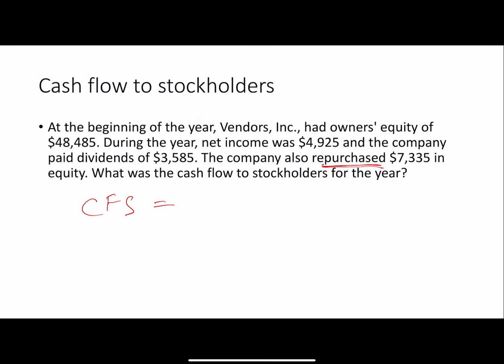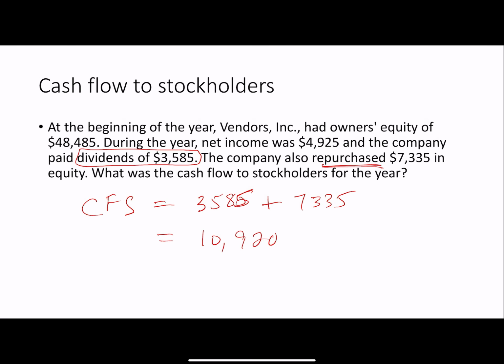All right. So first of all, we're going to look at these dividends right here, and we're going to add them in. 3,585. If you can see that. And we're going to add the amount that the company repurchased, 7,335. And that together is 10,920. And that is going to be our cash flow to stockholders.